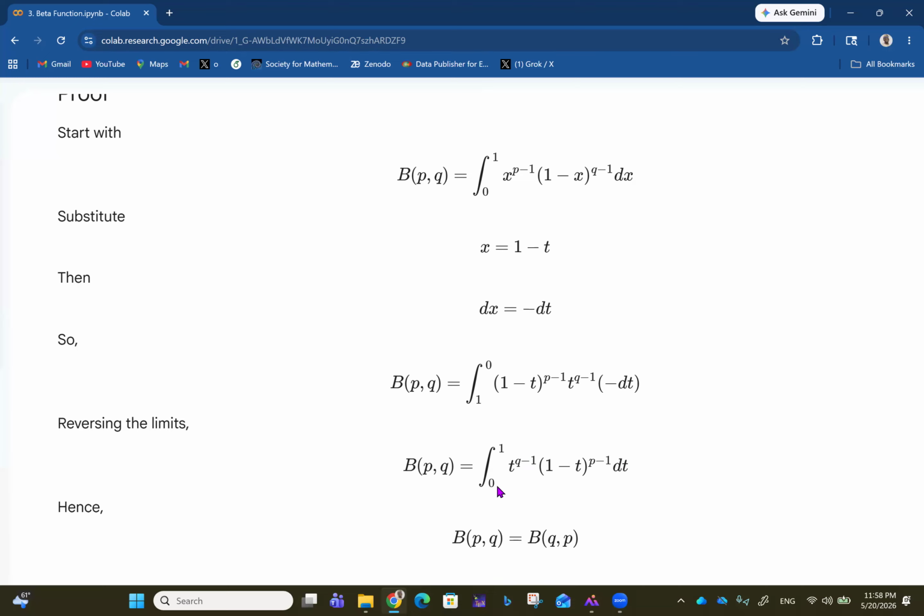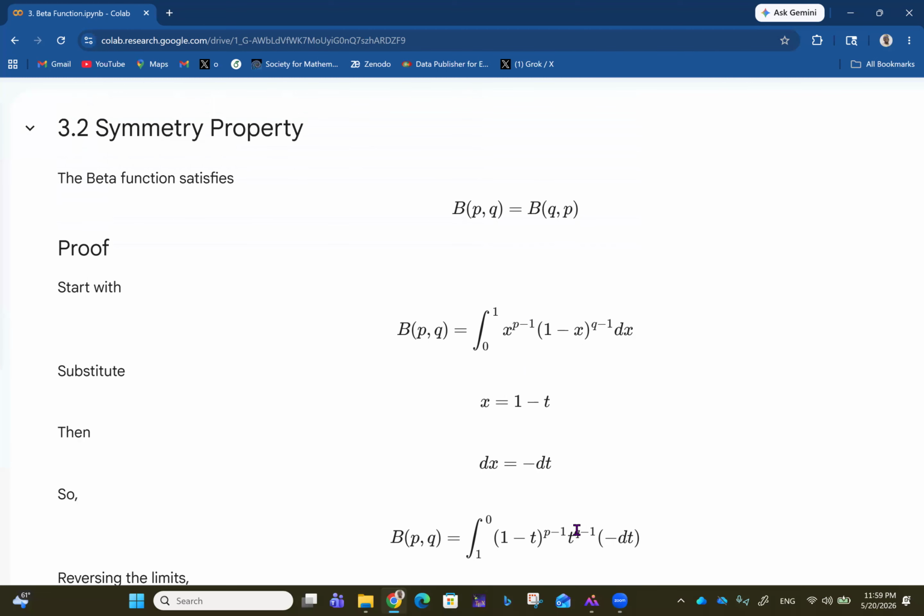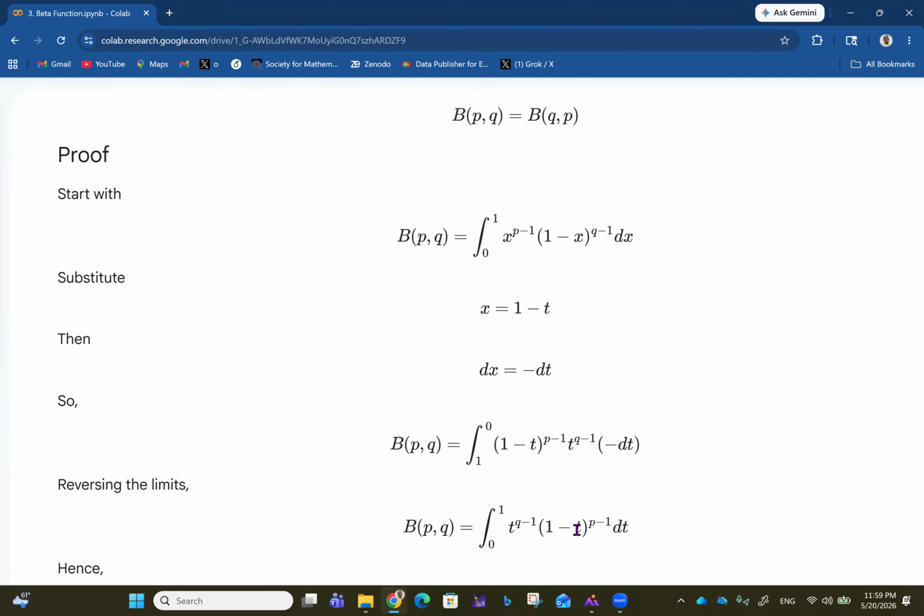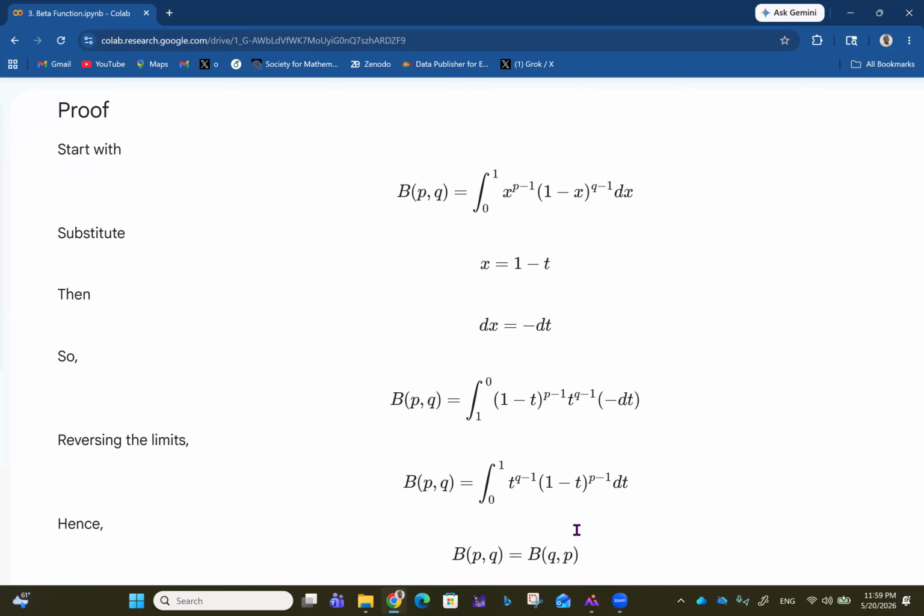Now you have q minus 1 on top of t, and p minus 1 on top of 1 minus t. So you just have a reversal of p minus 1 and q minus 1. That simply tells us that B of p comma q is the same thing as B of q comma p, and that tells us simply that the beta function is symmetric. So B of p comma q is the same thing as B of q comma p.